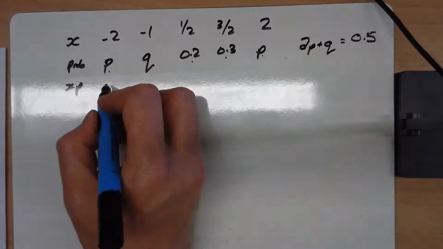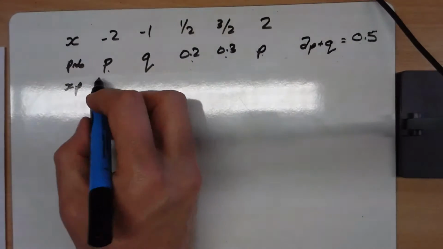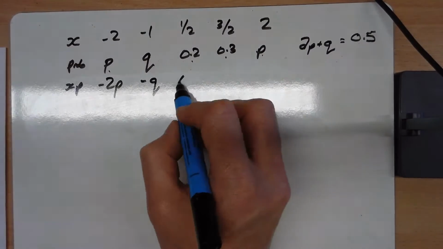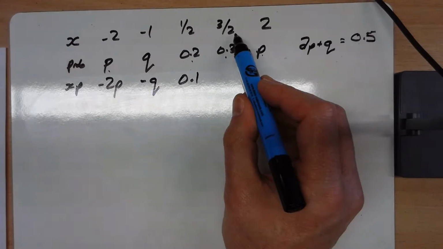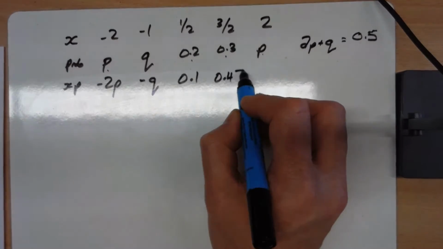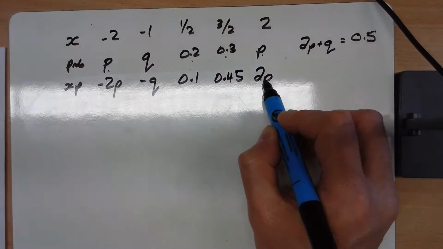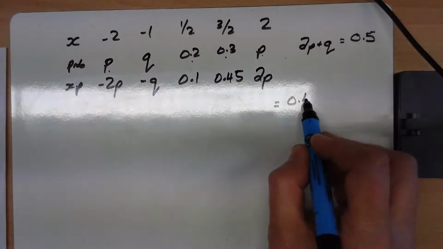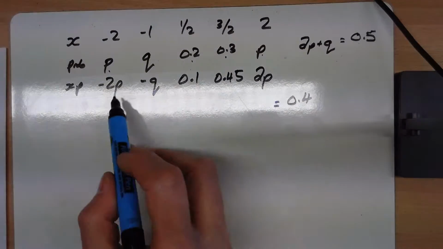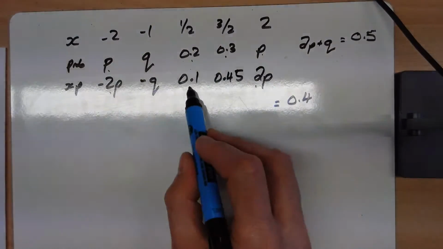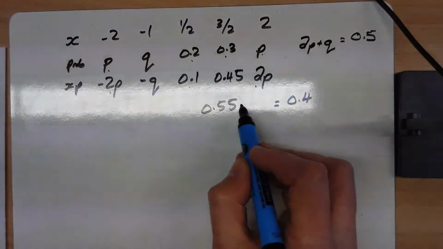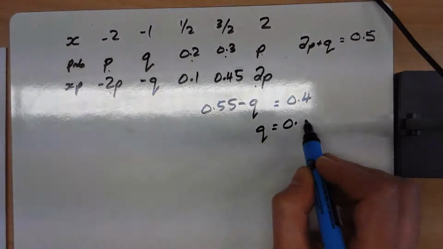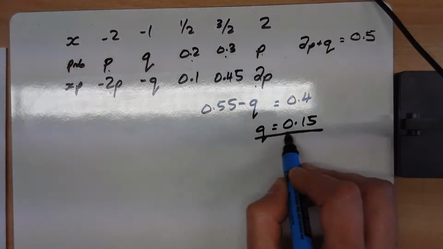The second piece of information we're told is that the expected value of x is 0.4. So if we times these things together, that's 0.1, isn't it? 1.5 times 0.3, that's 0.45, and 2p. And when we add up all of that, the total should be 0.4 because we were told the expected value of x was 0.4. Interestingly, on this one, the p's actually cancel out, don't they? So we've just got 0.55 minus q equals 0.4. So actually, it's quite an easy one: q equals 0.15.